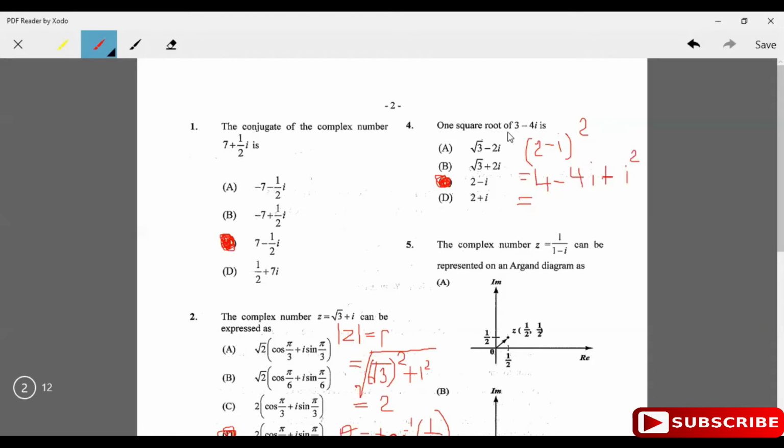Okay, I was saying the easy way to do these questions where they're going to ask you to find the square root of a complex number is to just square the answers that they give you, the options. Square the options.